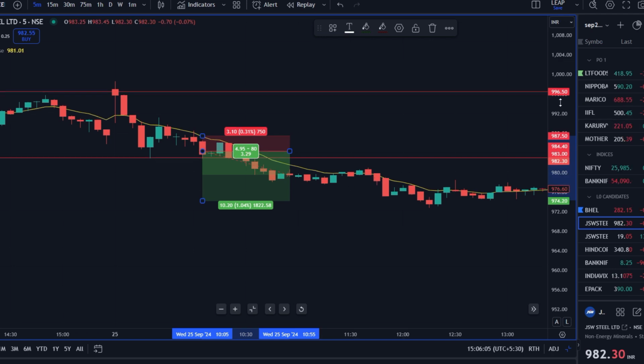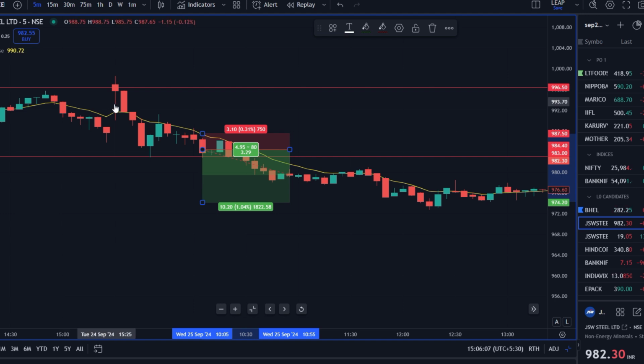We had a couple of losses in other counters, but this is a beautiful trade that we did. Perfect candlestick reading, nothing else, only candlesticks. That's the way that we read candlesticks.